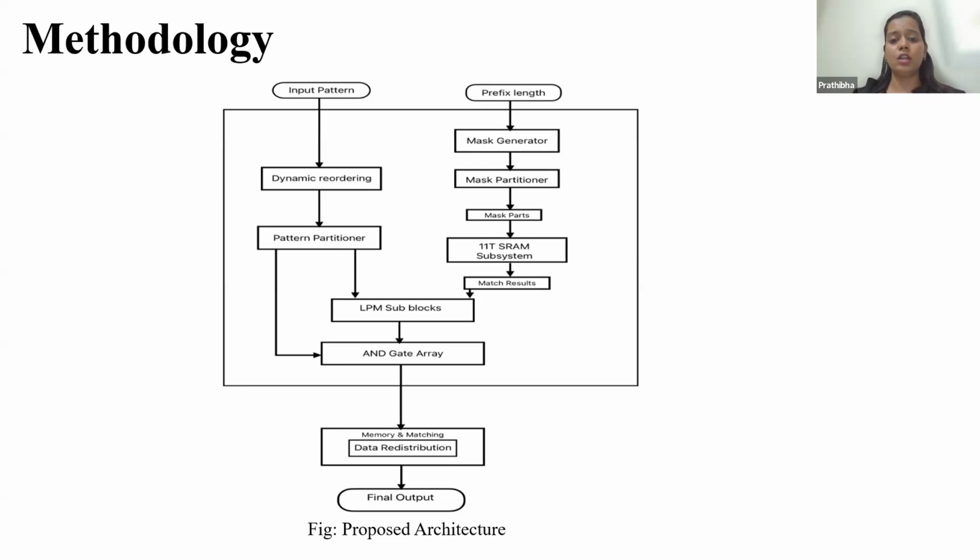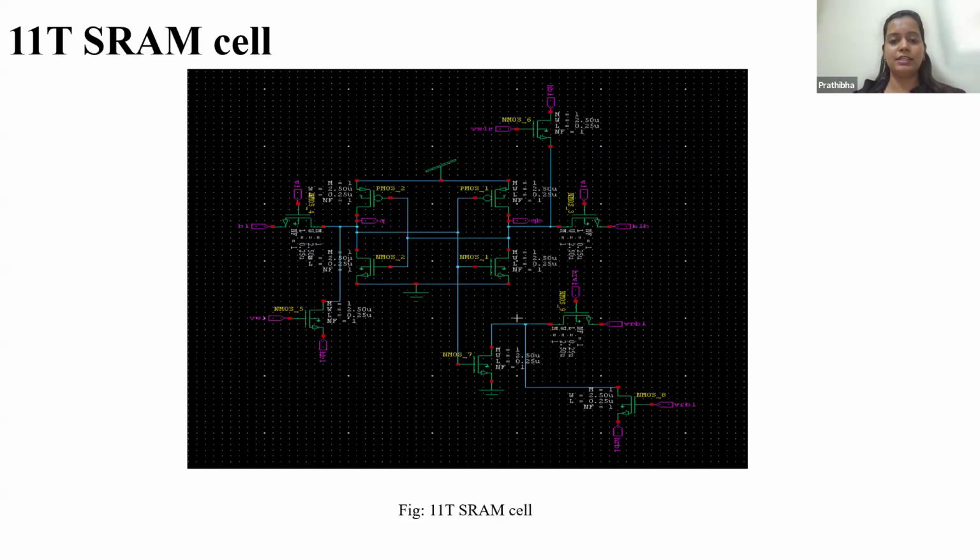And so the output from all subblocks is combined using the AND gate array. Then the memory and matching is done for the redistribution logic, which produces the final output. And for this, in the backend, we have created an 11T SRAM.